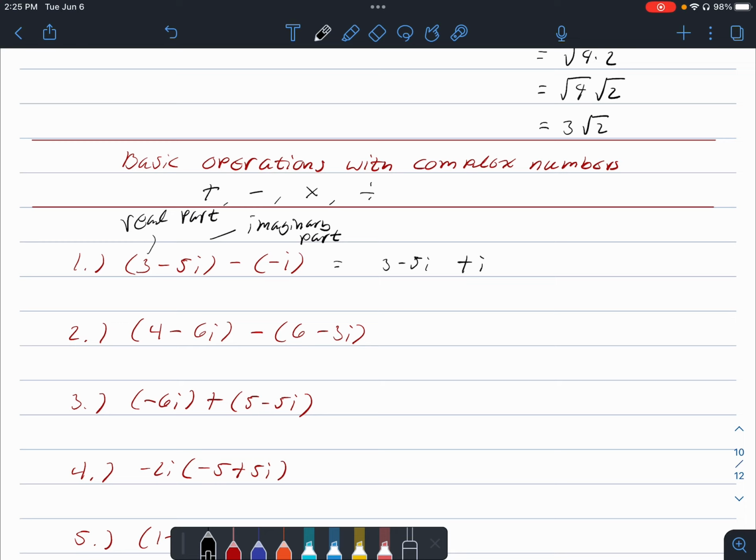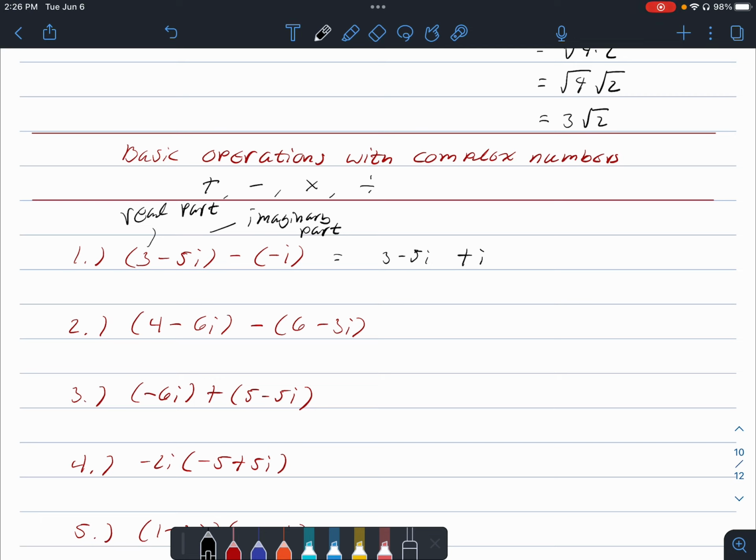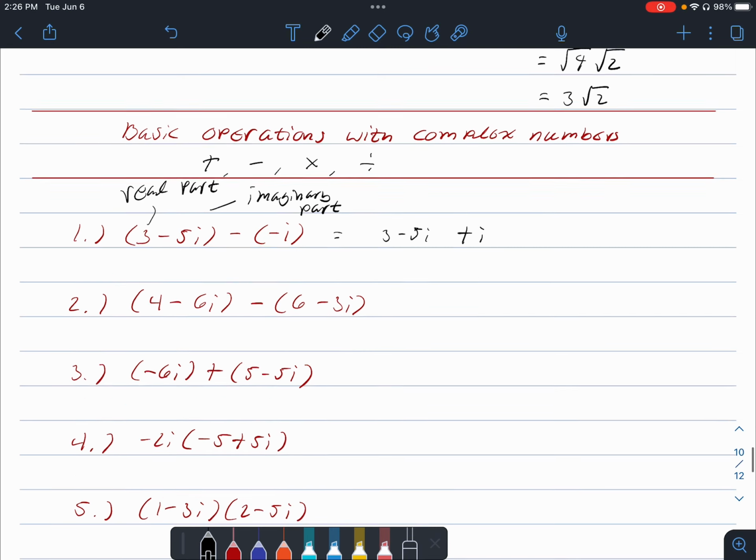So what we can do is combine like terms, so to speak. We can kind of think of this as if we're dealing with a variable. The i in this case is certainly not a variable, but you can think of it like one for how we do these operations, for now at least. For addition and subtraction, you can think of it that way, as long as you understand this isn't actually a variable, it just behaves like one in certain situations.